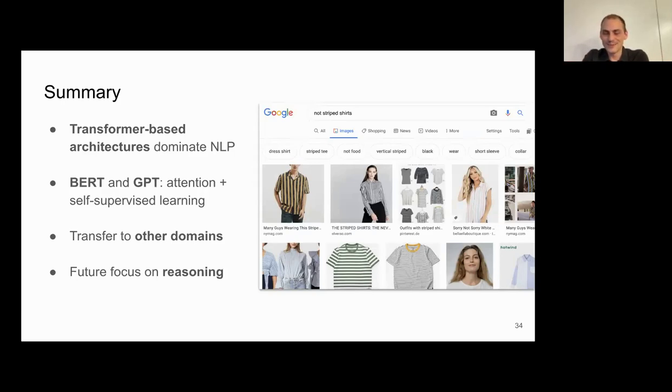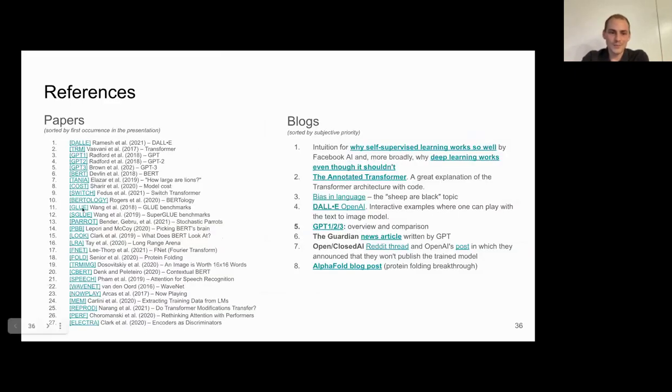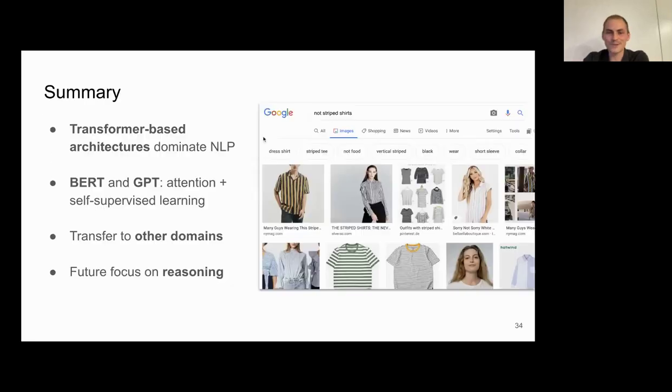So this concludes the presentation. I will try to share the presentation somehow, maybe through the meetup page. And then you can also find all the references there in the appendix. There's one large slide with all the paper references, and then also the blog post, which I sorted by subjective priority. So I think the ones on the top you should read first. If you want to read just a few, then start maybe with the one on why self-supervised learning works so well.